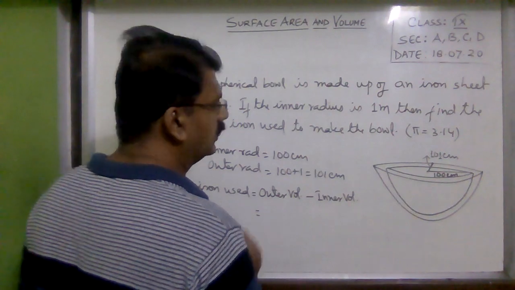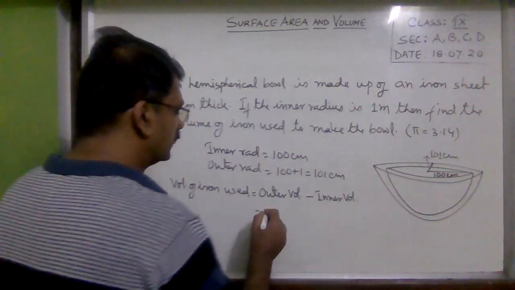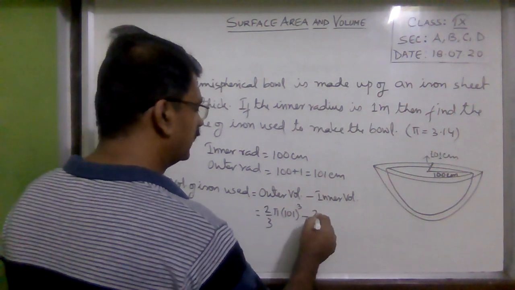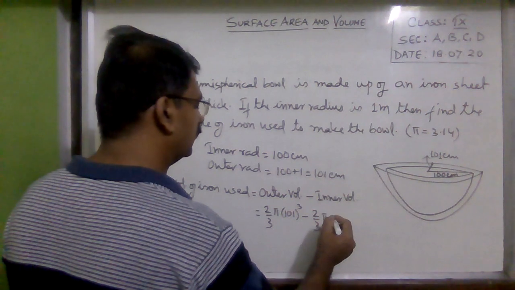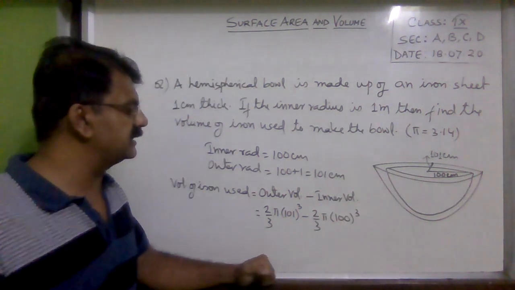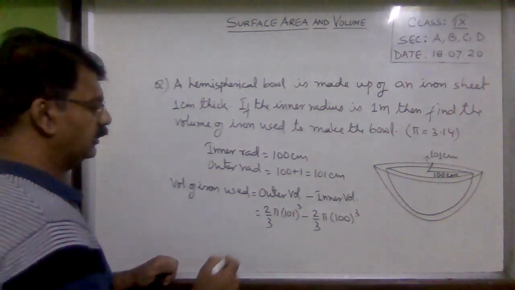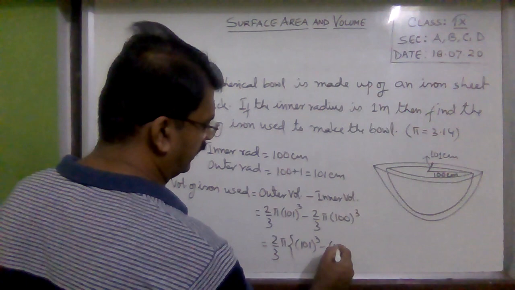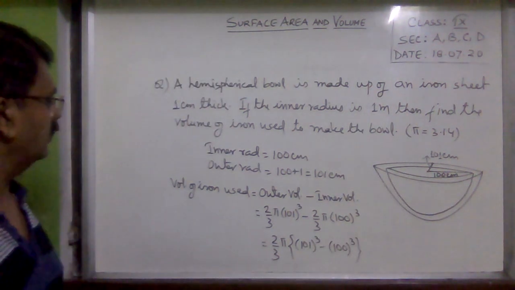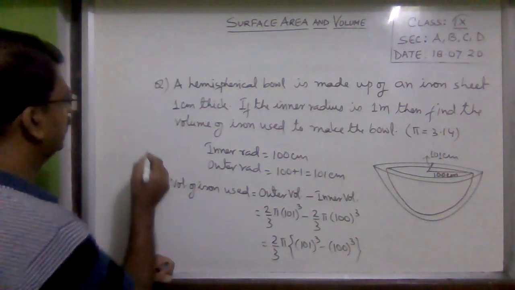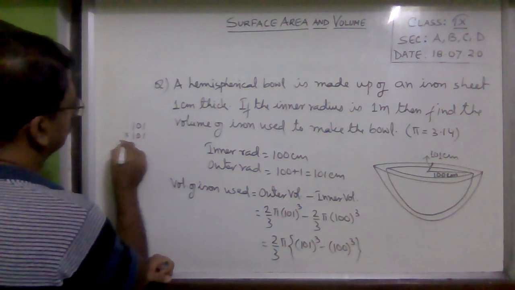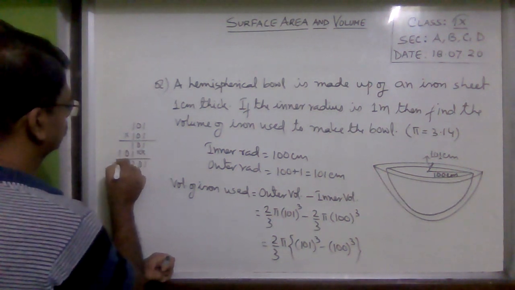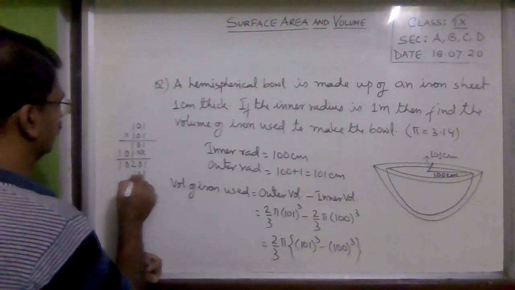inner volume. Now you know that volume of a hemisphere is 2 by 3 pi r cube. So it is 2 by 3 pi 101 cube minus 2 by 3 pi 100 cube. Clear? Outer radius is 101 and the inner radius is 100. So 2 by 3. Now you take 2 by 3 pi common. So within the bracket you will have 101 cube minus 100 cube. Okay. Now first of all we will find the cube of 101. Means 101 into 101 first. One zero two zero one and then one again 101.